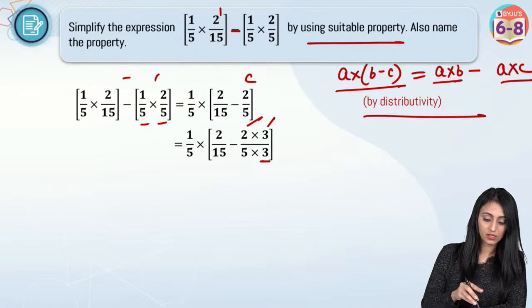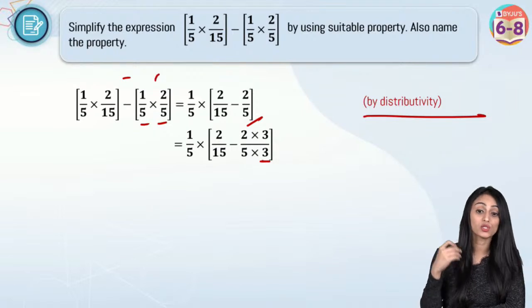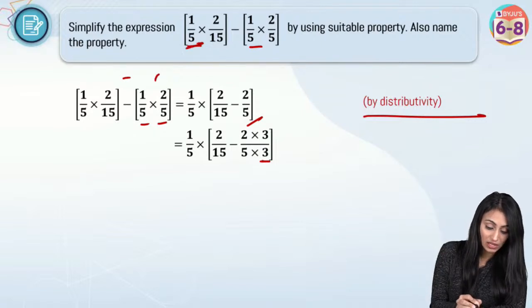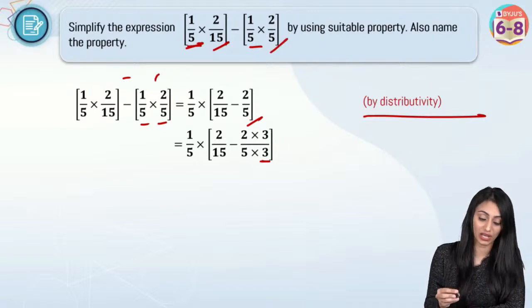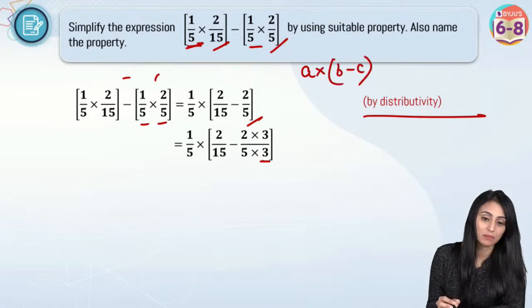Okay. So what we are doing here is, how do you know which property you have to apply? First, we always look for the common rational number. I can see that both of them have 1 by 5 common, and there are 3 different rational numbers: 1 by 5, 2 by 15, and 2 by 5. So definitely it's the distributive property over here, A times B minus C, right?